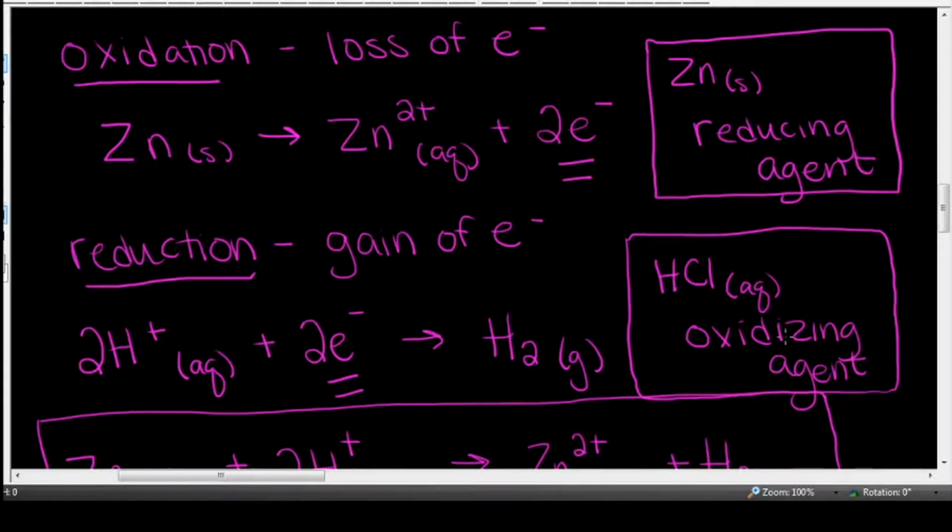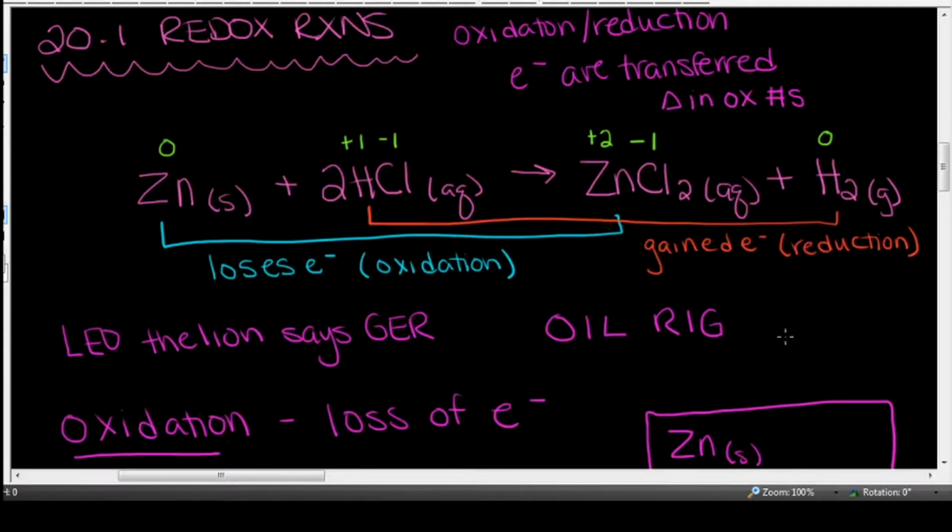I kind of like this. It's super logical, right? Assign your oxidation numbers. Look for a change in those oxidation numbers. Going from a 0 to a positive meant the loss of electrons, and so the loss is oxidation. Going from a positive charge to neutral would be a gain of electrons, and that is reduction.